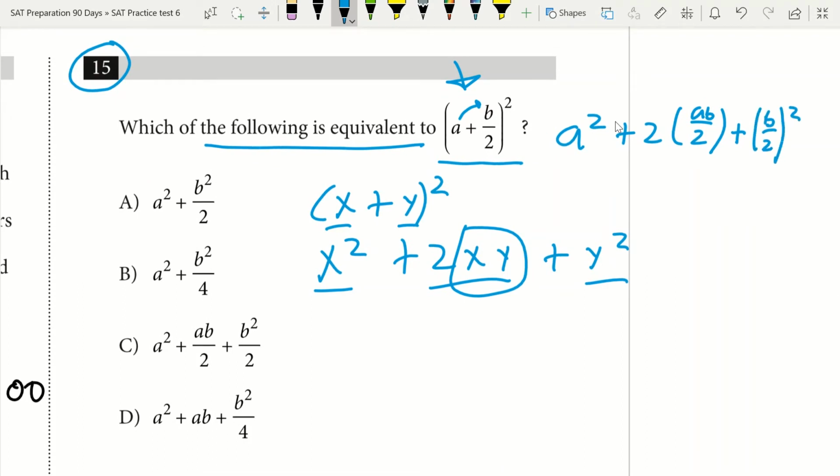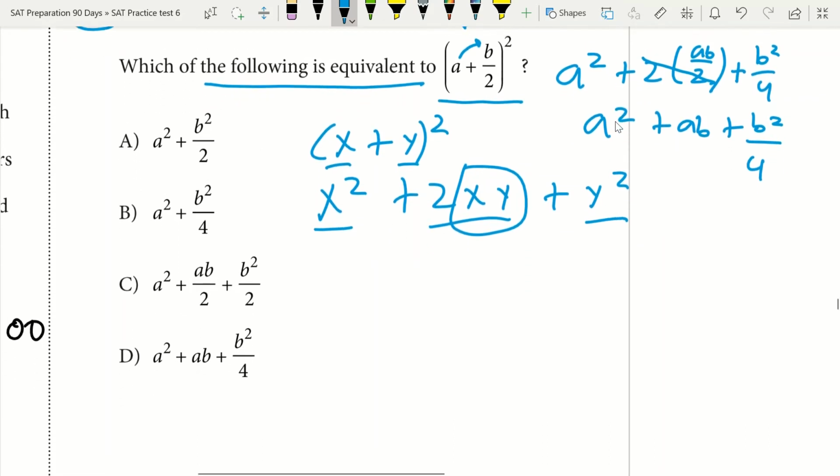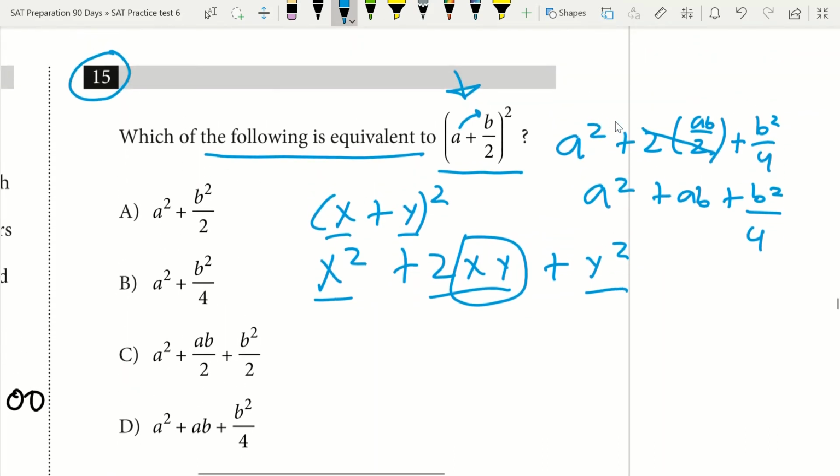Now (b over 2) squared is going to give us b squared over 4, because 2 squared is 4. Obviously the 2's cancel in the middle term, and we see we would have a squared plus ab plus b squared over 4. When you see this equation, you should be able to immediately recognize that it's the sum of perfect squares, and you should know immediately that your answer would be D.